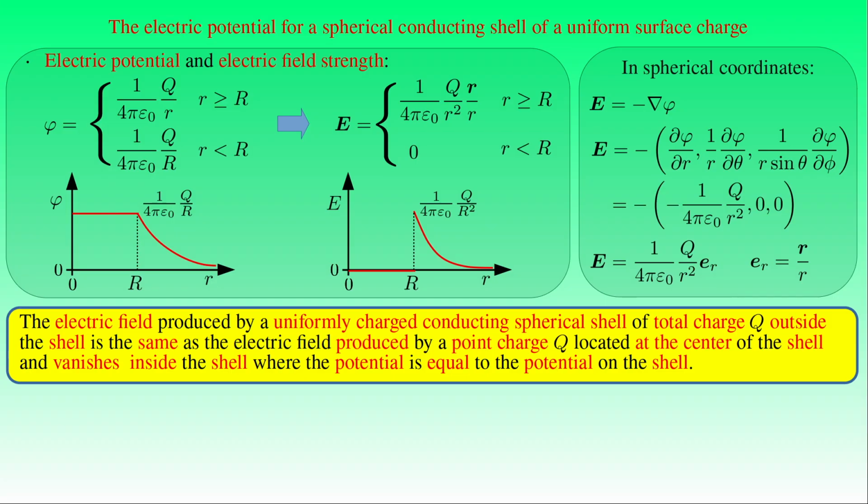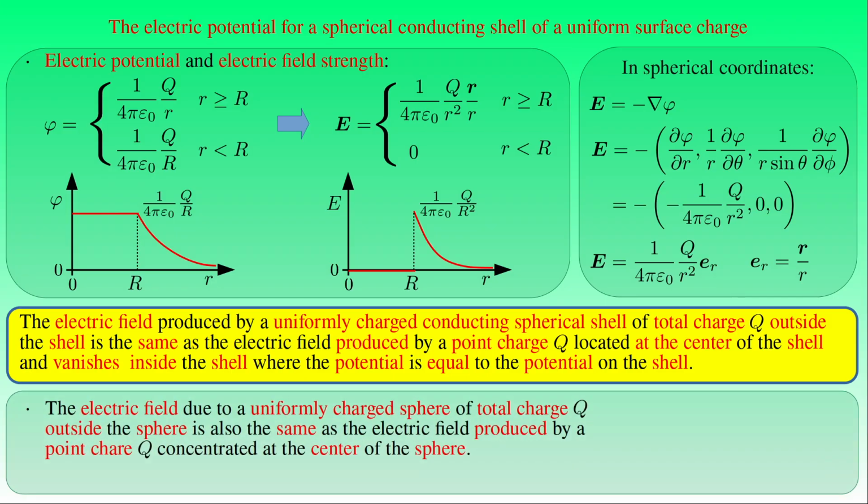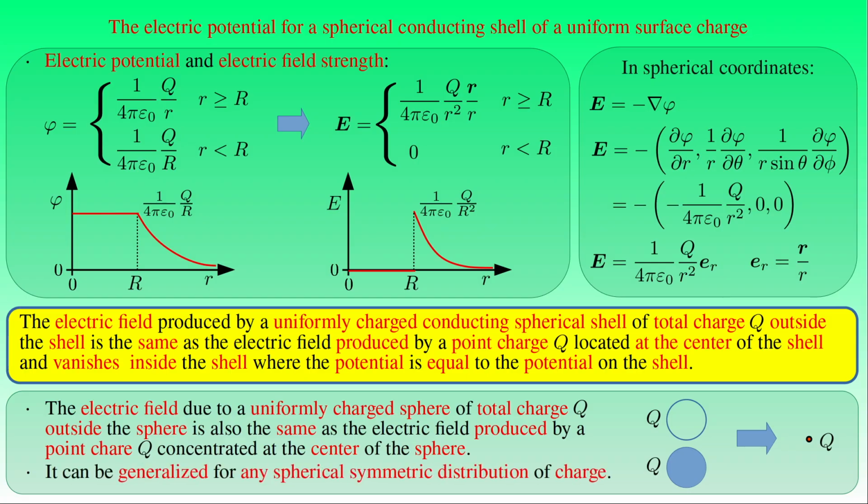We note that when we determined the electric field due to a uniformly charged sphere of total charge Q, we saw that the field outside the sphere is also the same as the field produced by a point charge Q located at the center of the sphere. Essentially, we can replace both the uniformly charged conducting spherical shell and the uniformly charged sphere by a point charge of the same charge, when we study the electric field outside the shell or the sphere. In fact, this statement can be generalized for any spherically symmetric distribution of charge within a finite volume by applying Gauss' law for a spherical Gaussian surface enclosing the given volume with the center at the center of the spherical symmetry.